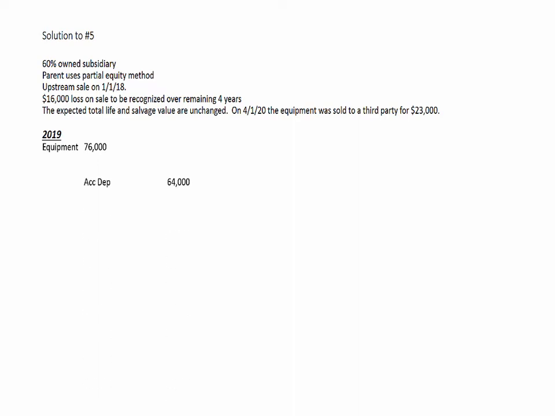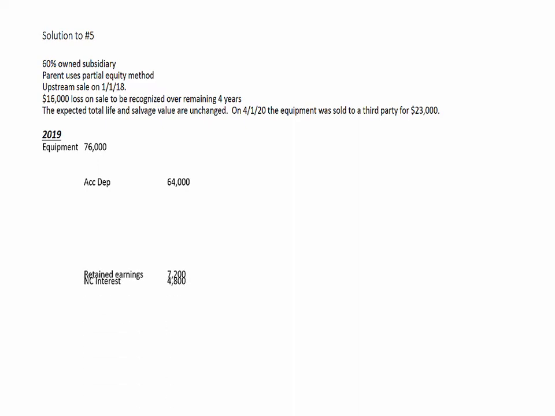Accumulated depreciation, think of what we did last year in 2018. Last year we credited accumulated depreciation for $60,000, and then we credited it for another $4,000, so we're carrying forward a $64,000 credit to accumulated depreciation. Now this doesn't balance, we're missing $12,000. The $12,000 we're missing is the remaining, as of the beginning of the year, the remaining unrealized loss that we're carrying forward.